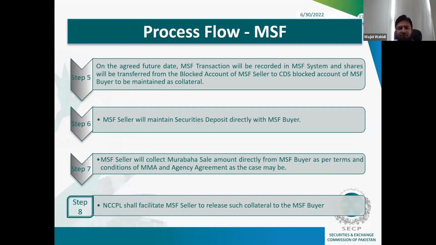After the settlement of the initial trade, the financier will then again execute a sale transaction. Say it bought shares at 100 rupees and its profit is, say, 10 rupees, so it will sell those shares to the investor against 110 rupees.